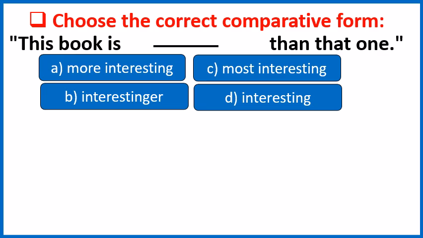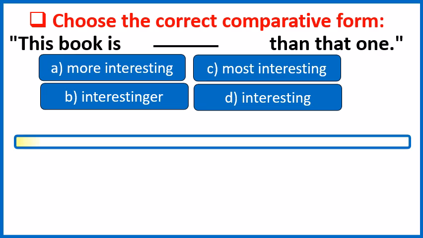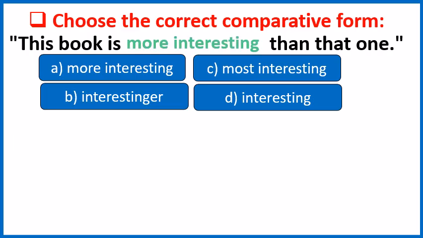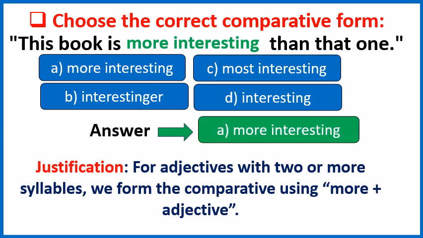Choose the correct comparative form. The answer is, this book is more interesting than that one. For adjectives with two or more syllables, we form the comparative using more plus adjective.